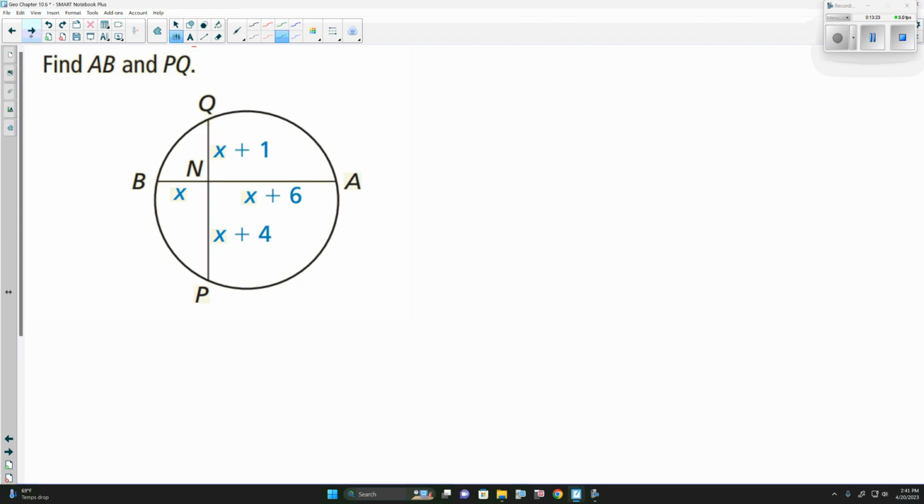So this here, we have a similar setup. What it's telling us is that x times x plus 6 is going to be equal to x plus 1 times x plus 4. We're going to be multiplying these together. Since we have an understanding of what we're actually multiplying, we don't have to write it as BN times NA is equal to QN times NP. We don't have to write that out since we know what we're multiplying.